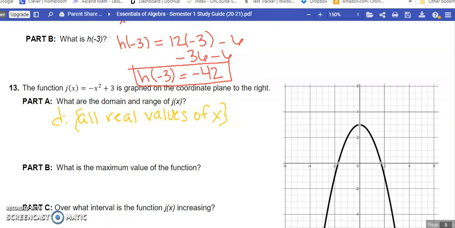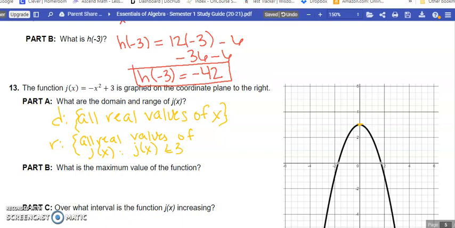With our squiggle parentheses. And our range, again, it's going to keep going down, down, down forever, but it does have this maximum here at 3. So we're going to say all real values of y, or j of x, such that j of x stays less than or equal to 3, because that was our maximum right here at 3.